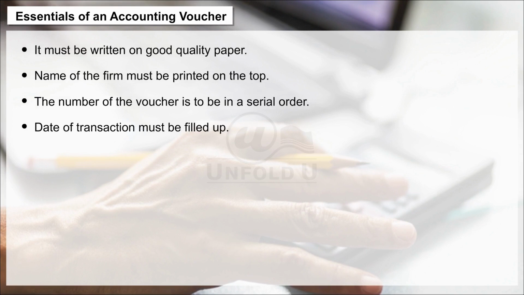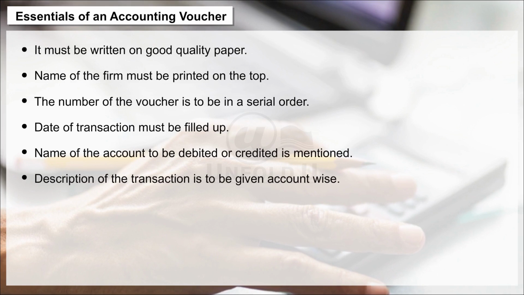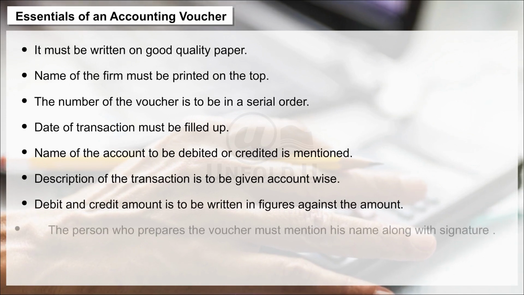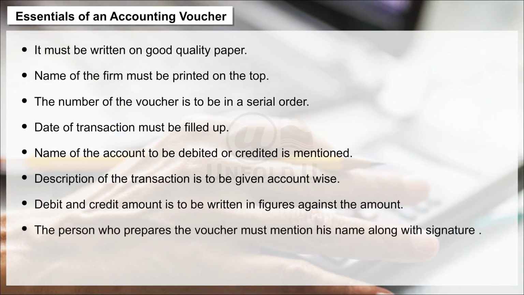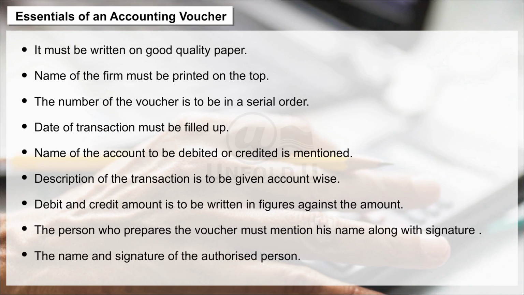The name of the account to be debited or credited is mentioned. The description of the transaction is to be given account-wise. Debit and credit amounts are to be written in figures against the amount. The person who prepares the voucher must mention his name along with signature. The name and signature of the authorized person are mentioned on the voucher.